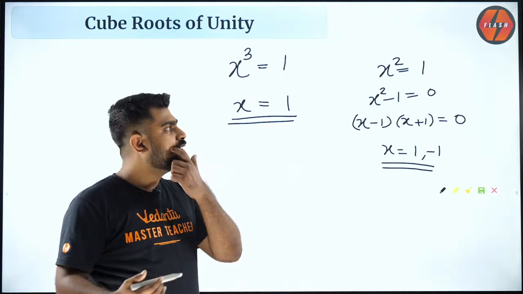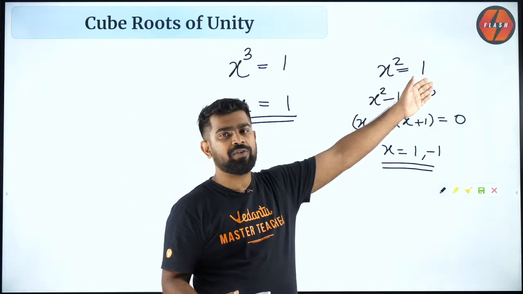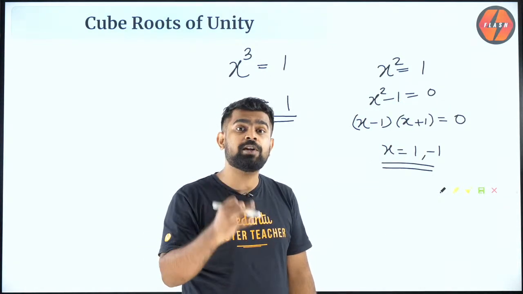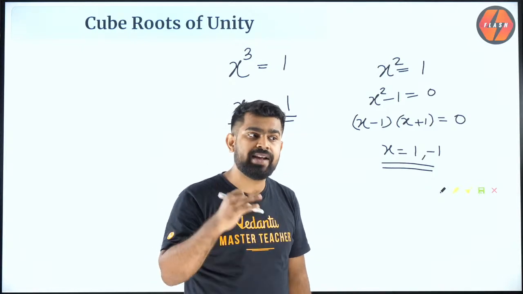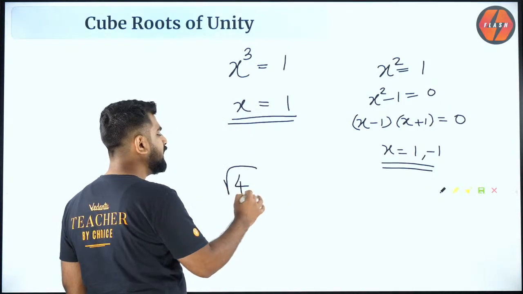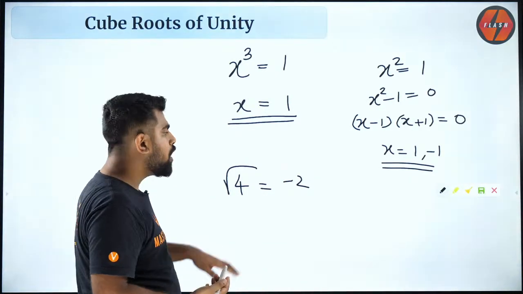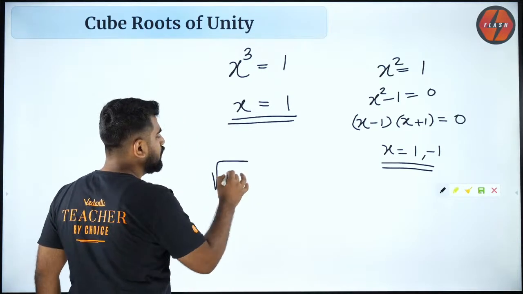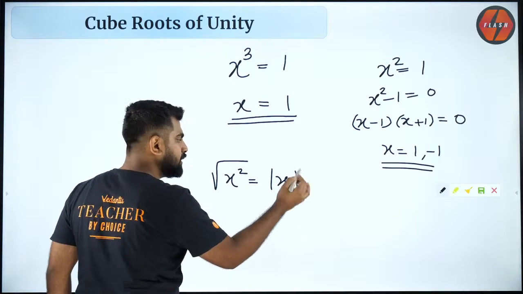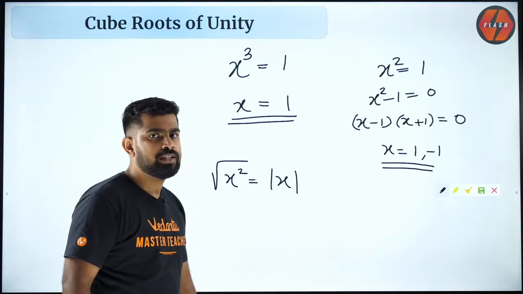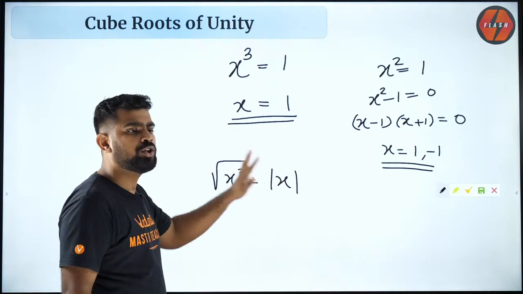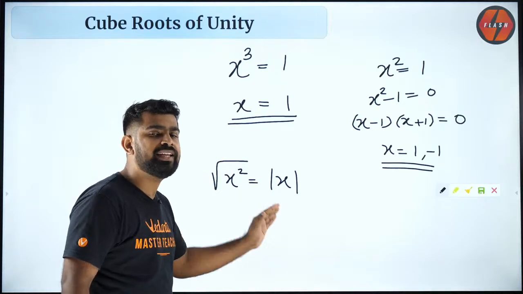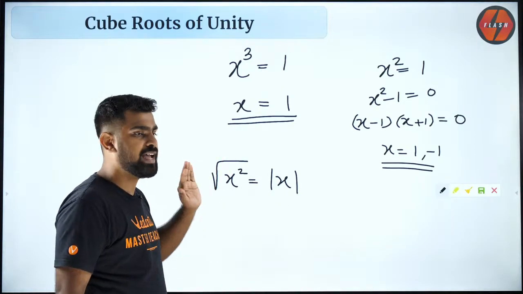Shakti was saying that, sir, you told us when you take the square root of a number, you always get a positive value. Absolutely right. Many people even today make that mistake. If I ask root 4, everybody will say minus 2, sir. That's wrong, guys. You can't say that. It's plus 2. So when you have the root of x square, what is the answer? It is mod of x. Because the square root of anything should always be positive. As simple as that.